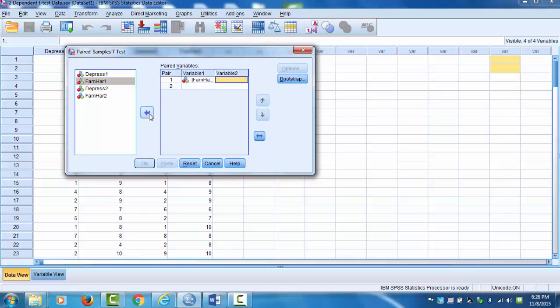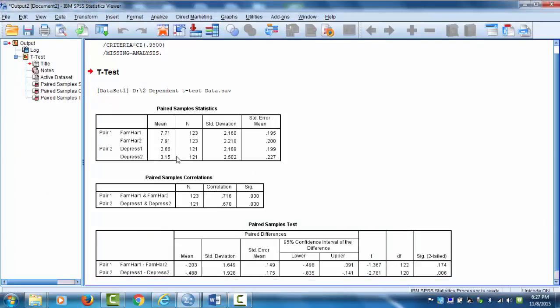But I actually want Family Harmony here. Then I'm going to click on Family Harmony 2, click on the arrow, and it moves it. Now I'm going to move to my next variable, which is depression. So I'll highlight Depression 1, click on my arrow, highlight Depression 2, click on the arrow. Okay, and then I'm going to click on OK.